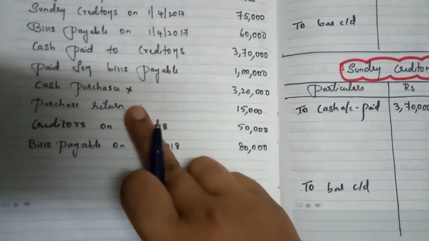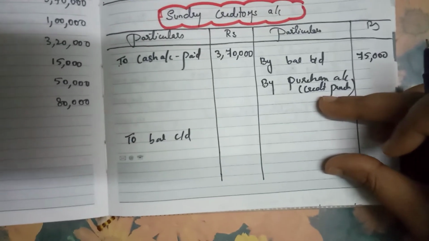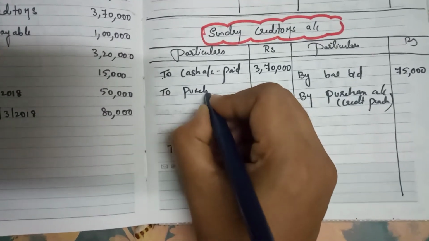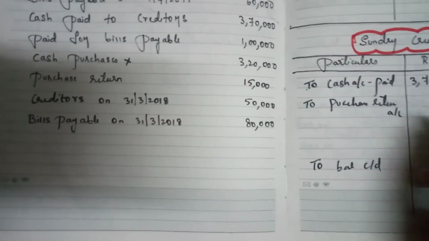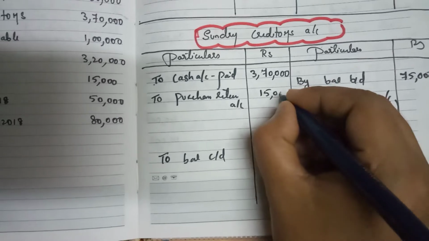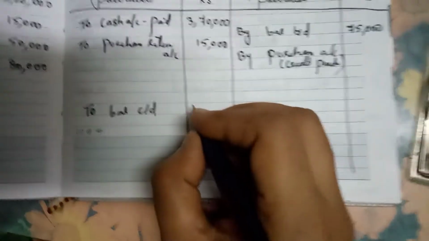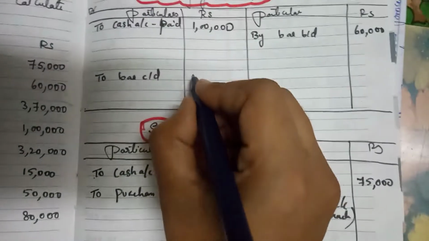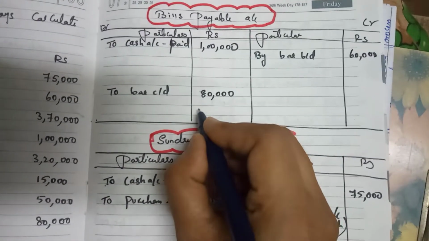Cash purchases you don't get here. Purchase returns. I said you only get these two things if it is dishonored. So you write here to purchase return account. How much is the purchase return? 15,000. Creditors, this is closing. Go to the creditors, how much? 50,000. Bills payable is closing, 80,000. That's it. We close.